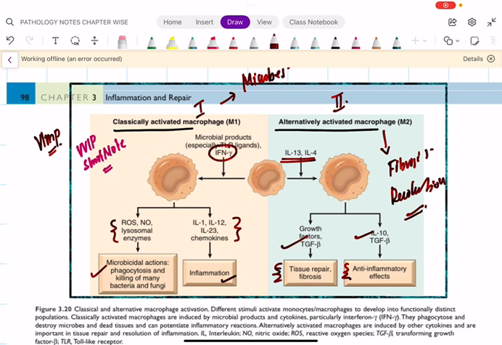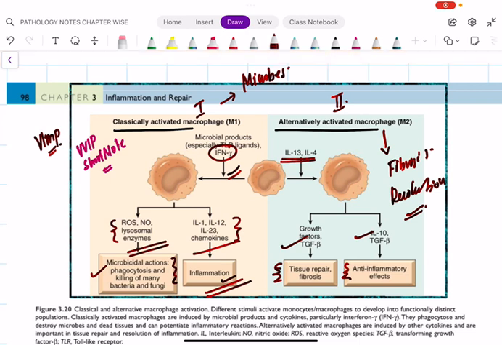It will induce the production of something we call interferon gamma. This interferon gamma is responsible for classical activation of macrophages. Now the macrophage is activated, and they release two sets of compounds. Number one is the reactive oxygen species and nitric oxide, which is responsible for microbicidal action, phagocytosis and killing. And another group is interleukin 1, 12 and 23, which is going to encourage inflammation.